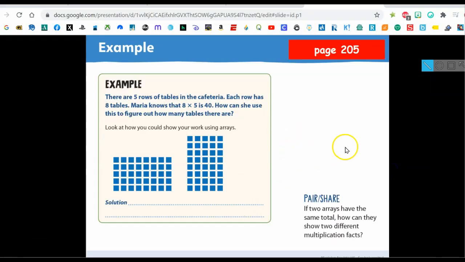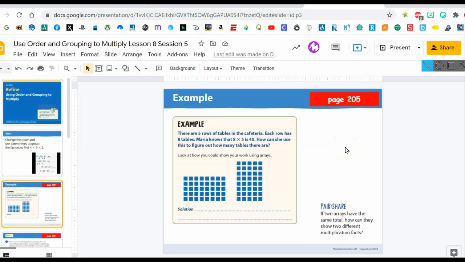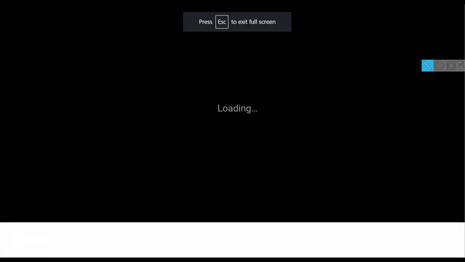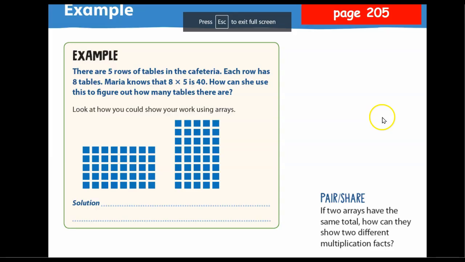All right, so go to 205. It says there are 5 rows of tables in the cafeteria, and each row has 8 tables. That's this array right here. Maria knows that 8 times 5 is 40. How can she use this to figure out how many tables there are?